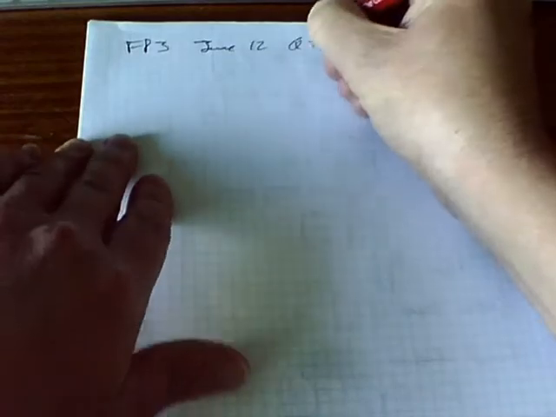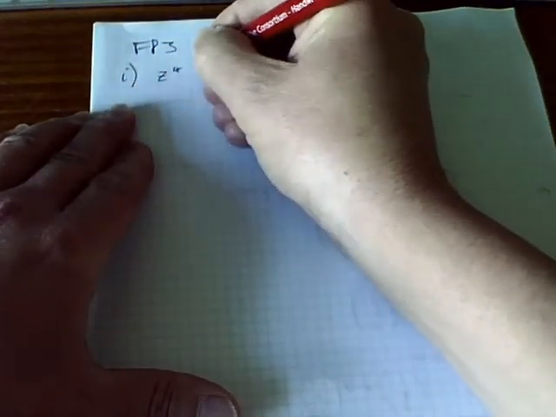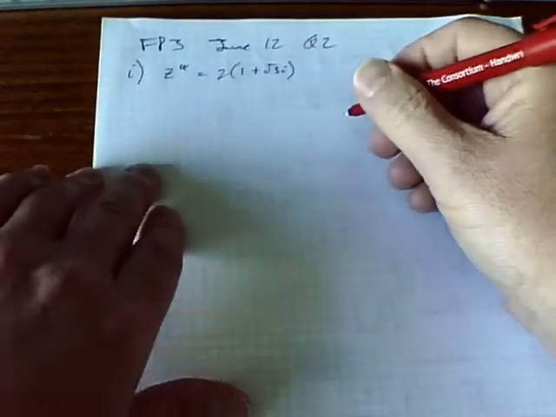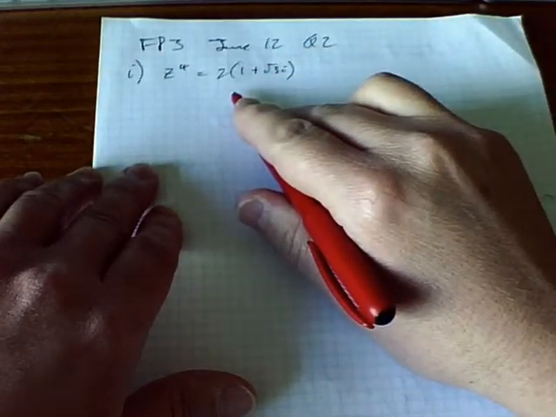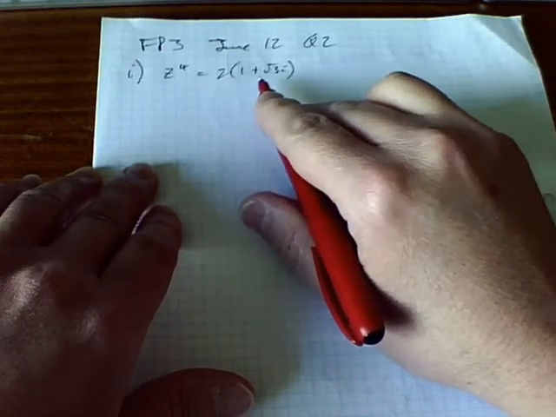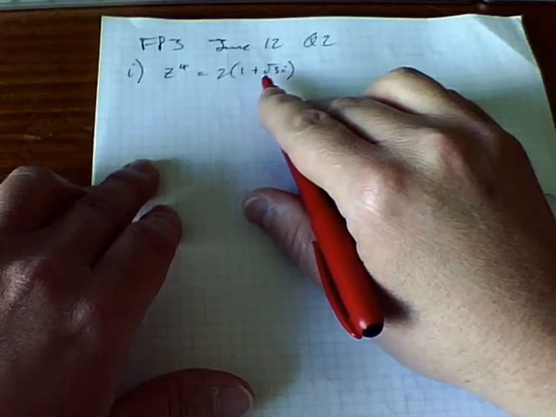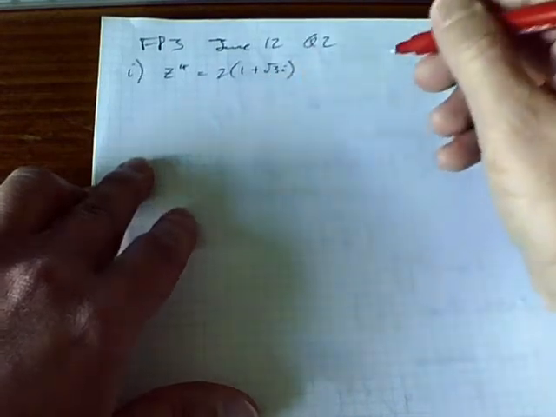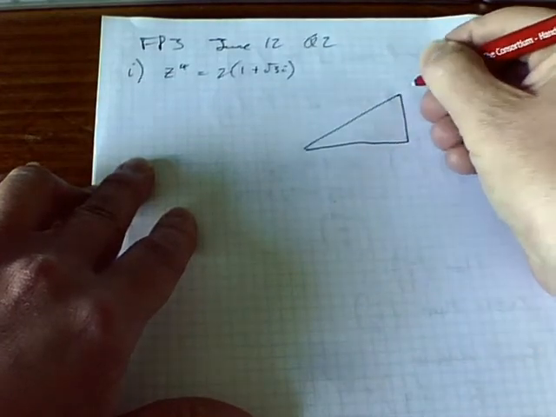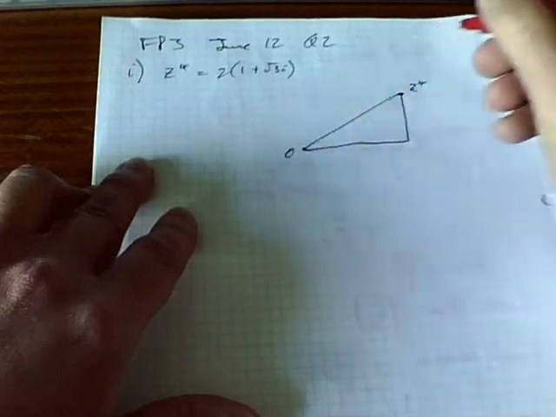FP3, June 12, question 2. Now, part i, z to the 4 equals 2 lots of 1 plus root 3i. First, the easiest way to solve this is going to be to convert this into polar form, because, as we know, finding roots of polar complex numbers is much easier than finding them in Cartesian form like this. We have a quick sketch here of our complex number. z to the 4 is represented at that point there, and that's our origin there.